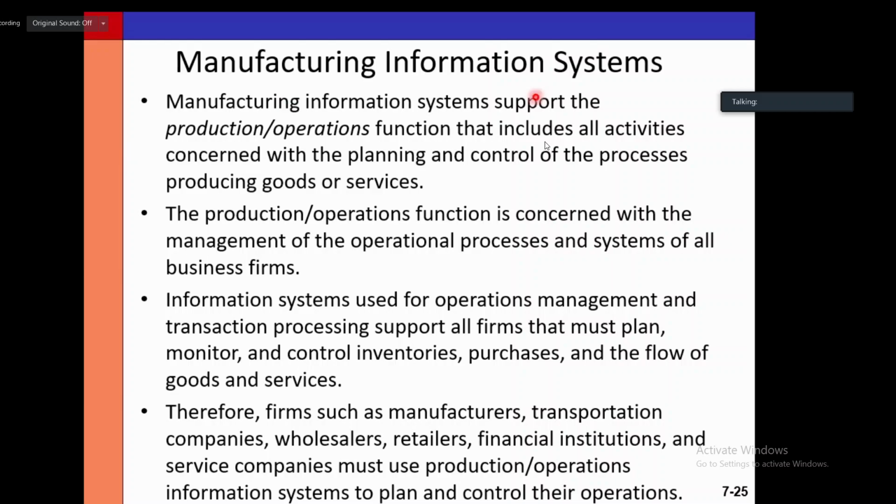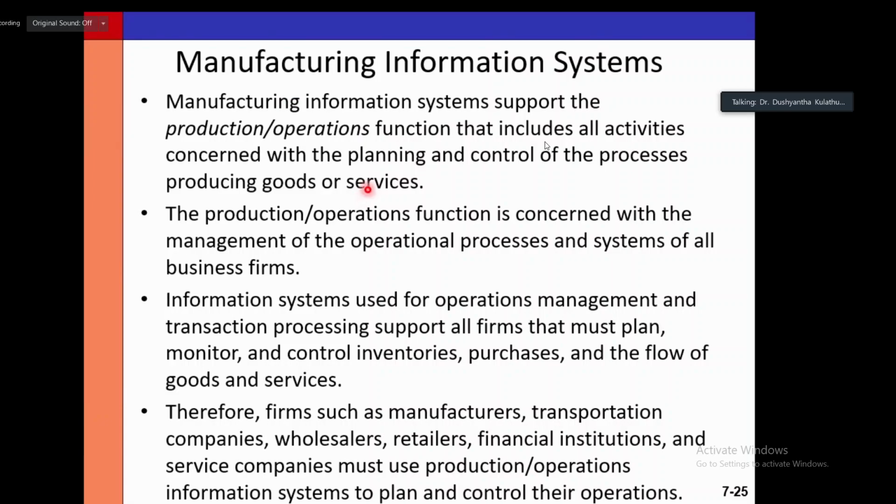The manufacturing information system supports the production operations function, which includes all activities concerned with planning and control of the processes of producing goods or services. So this explanation is more relevant to a manufacturing setup, and these systems can be used to plan the manufacturing process and also control the manufacturing process. That is what is highlighted primarily there.